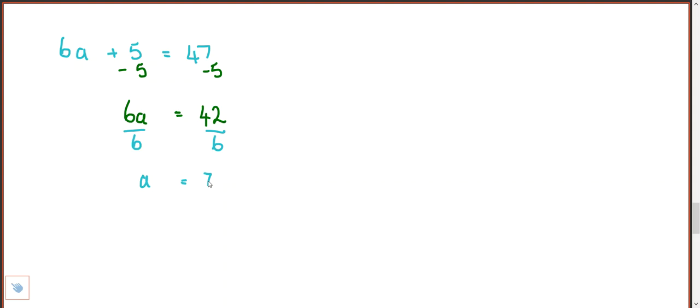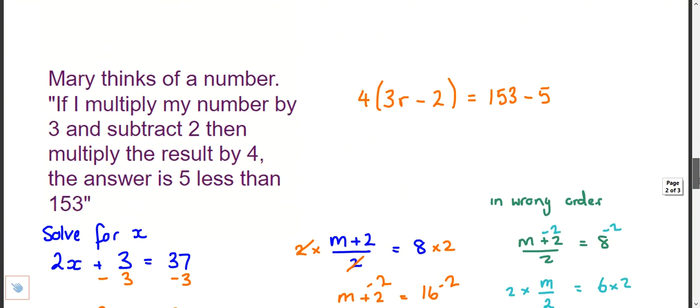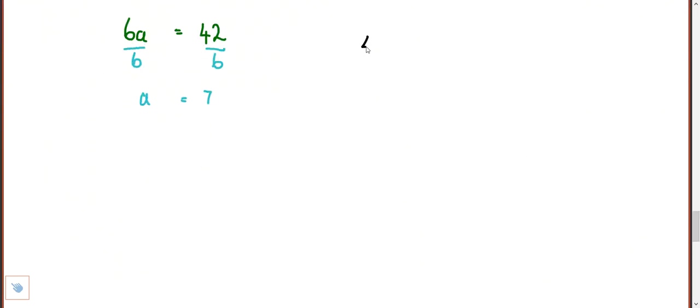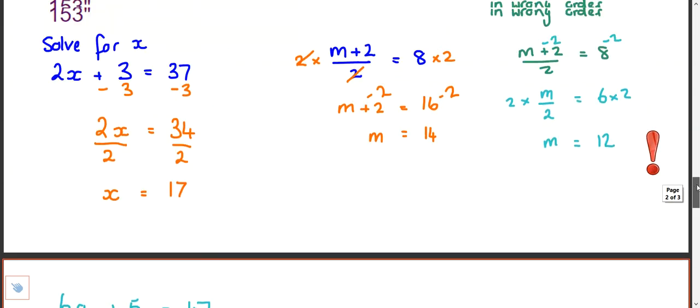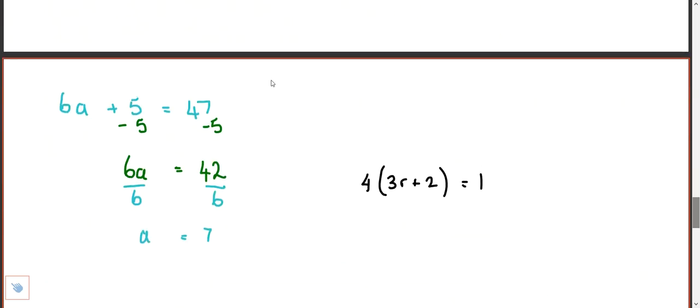Alright? And finally, we've got the hard one. So we've got 4 bracket 3r minus 2, and what was it again? It's plus 2, is it? No, it's take away. It's minus. Equals 153 minus 5.